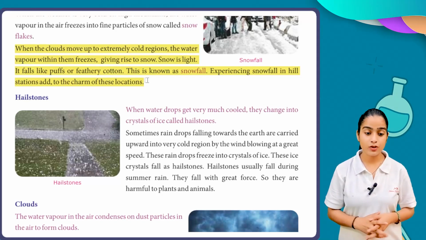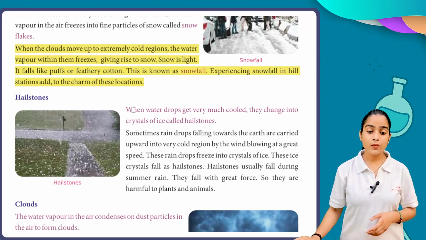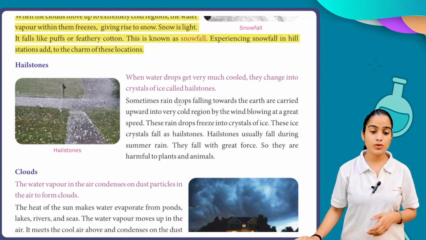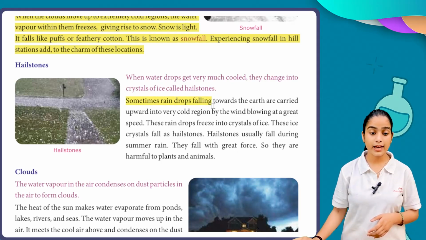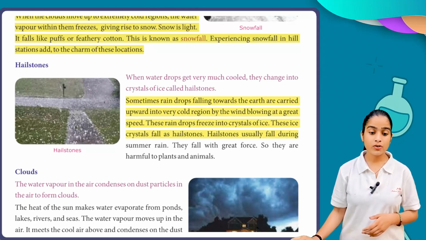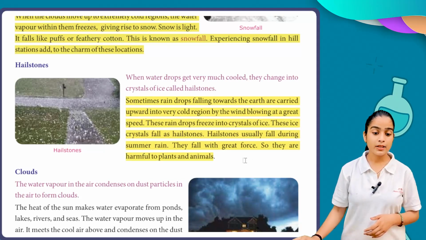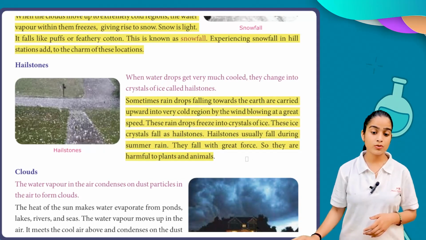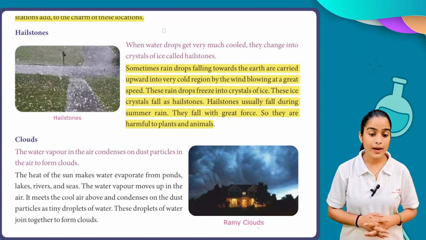Next we have hailstones. When water drops get very much cool, they change into crystals of ice called hailstones. Sometimes raindrops falling towards the earth are carried upward into a very cold region by the wind blowing at a great speed. These raindrops freeze into crystals of ice. These ice crystals fall as hailstones. Hailstones usually fall during summer rain. They fall with great force, so they are harmful to plants and animals.